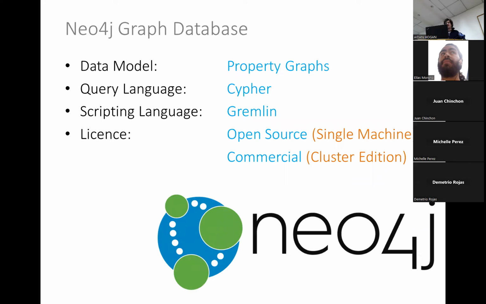So Neo4j is a graph database. It is based on the property graph model. It is using the query language Cypher. Its scripting language is Gremlin. And it has two licenses: open source on a single machine, and they sell a commercial edition, which allows you to distribute over multiple machines. In comparison with other NoSQL stores, it's not so easy to distribute graphs because it's not easy to know where to split graphs or how to partition them.